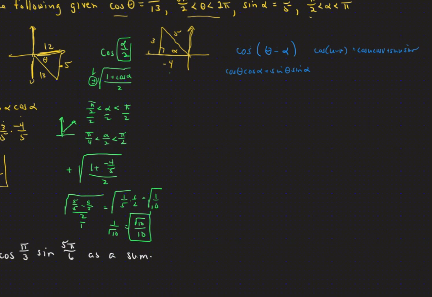Cosine of theta is adjacent over the hypotenuse. Cosine of alpha is the adjacent over the hypotenuse for alpha. Sine of theta is opposite, which is going to be a negative 5 over 13. Sine of alpha is going to be 3/5. So that looks like negative 48 over 65, and then that's going to be a minus 15 over 65. So negative 48 and a negative 15 is a negative 63/65. There we got it.